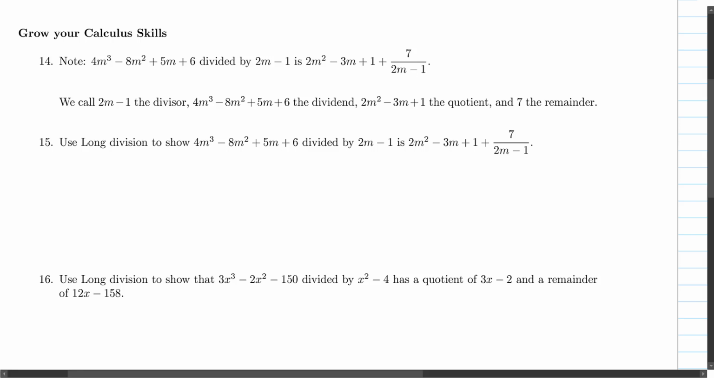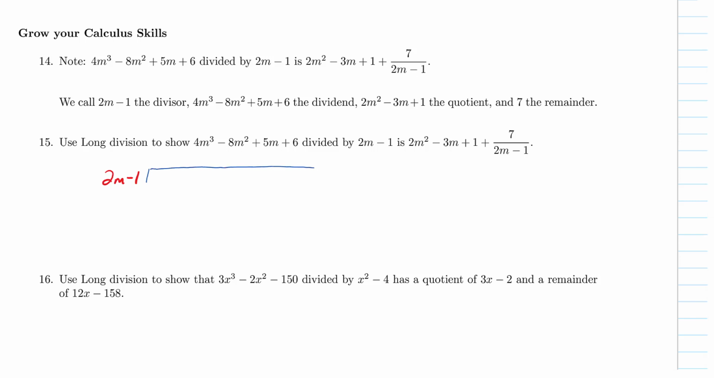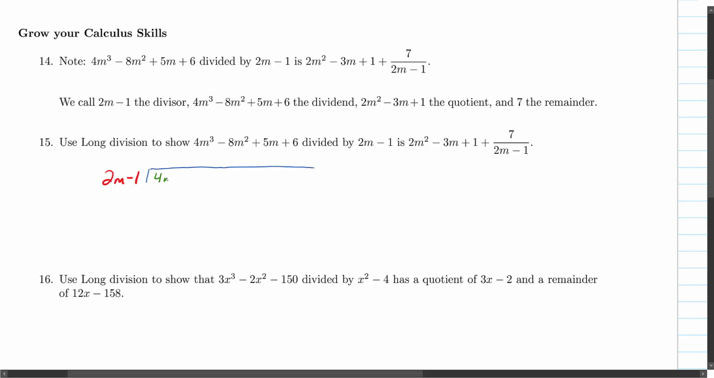So folks, if you're rusty with long division, this is how it works. We're going to go ahead and take our divisor, 2m minus 1, and we're going to long divide it into our dividend, which is 4m cubed minus 8m squared plus 5m plus 6.